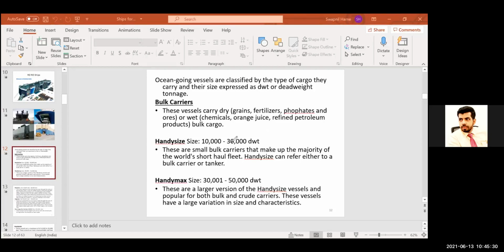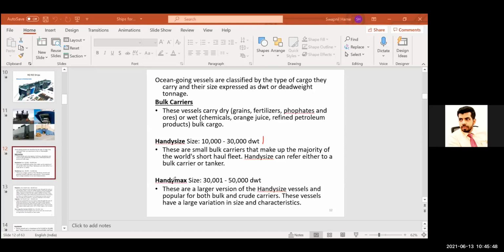Can I move ahead? Yes, sir. Okay. So handy size. The smaller ones, ranging from 10,000 deadweight to 30,000 deadweight, are called handy size. Okay, small bulk carrier, you can say.